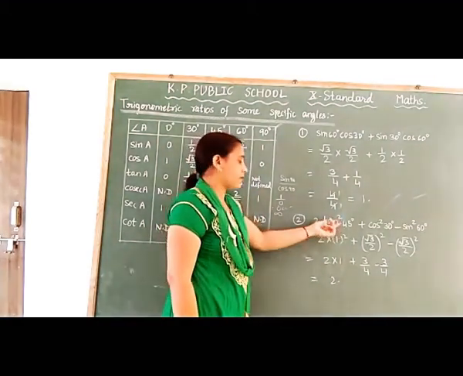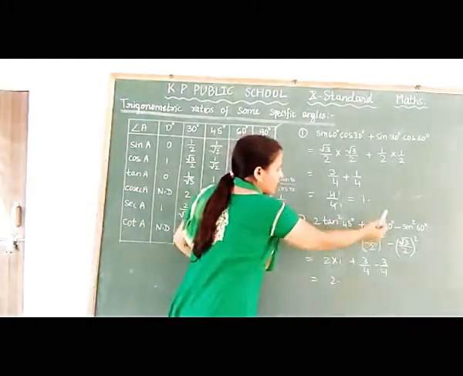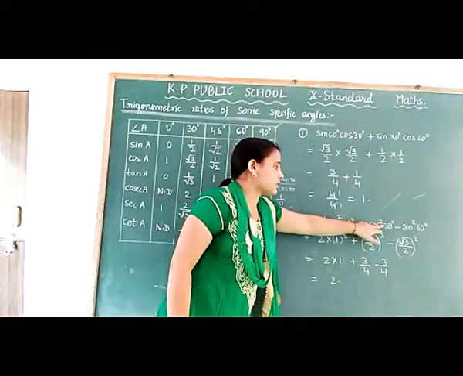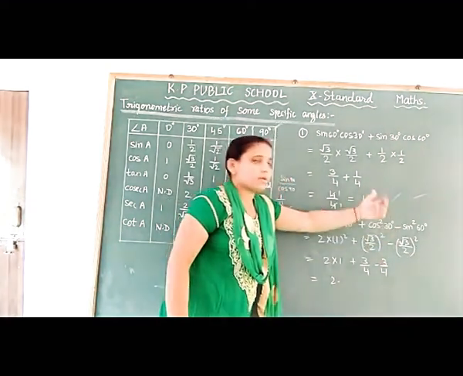Value of tan 45 is 1, so it will become 1 square. Next is cos square 30 degree. The value of cos 30 is root 3 by 2. Since here is square, we will make it square. Minus sin square 60 degree.